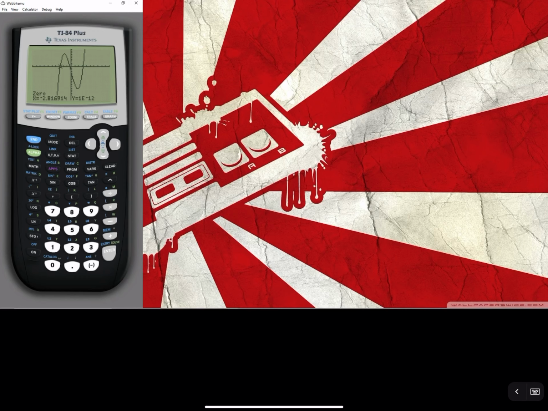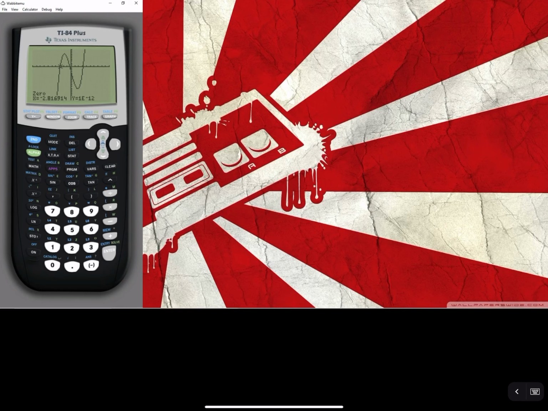On the right, it says that y is 1 times e to the negative 12. That means 0.0, 11 zeros, and then a 1, which means super close to 0. Keep in mind, it said it was going to guess the x-intercept. So this is a rounded number, including the y value, which should be 0. 0.11 zeros and then a 1 is super close to 0.